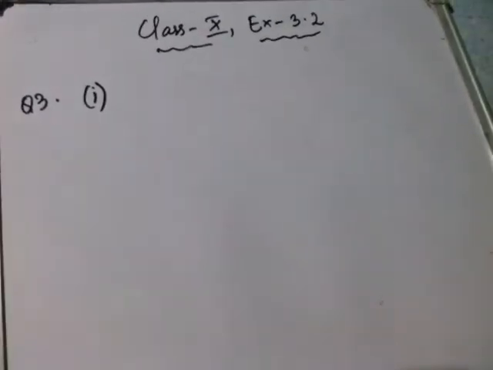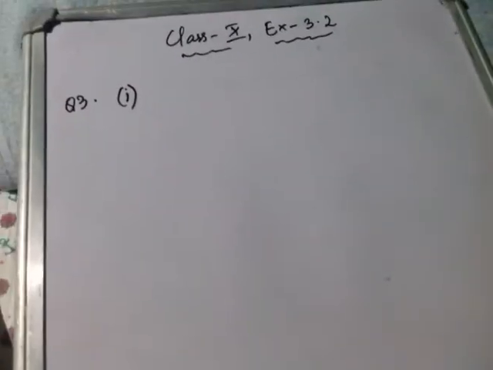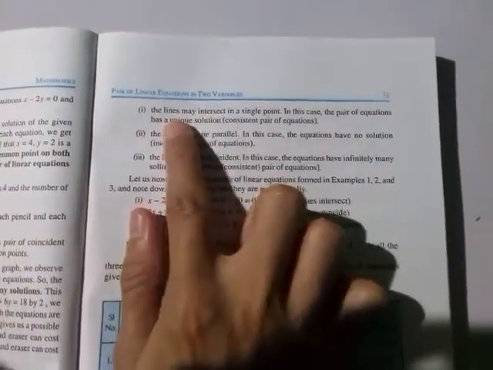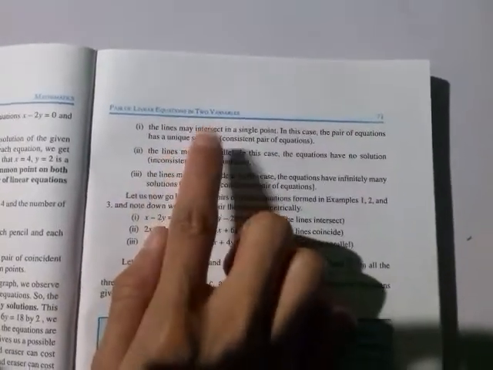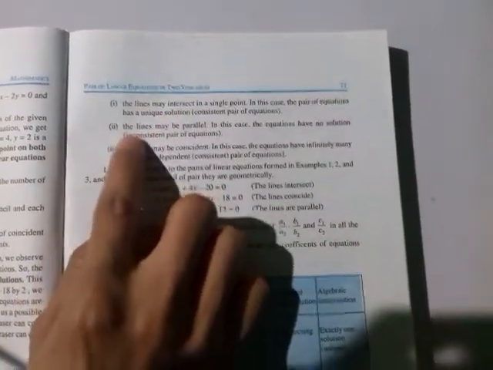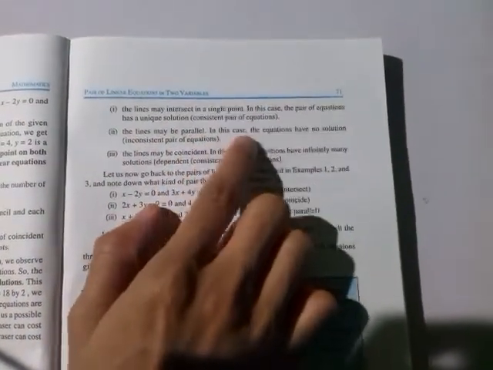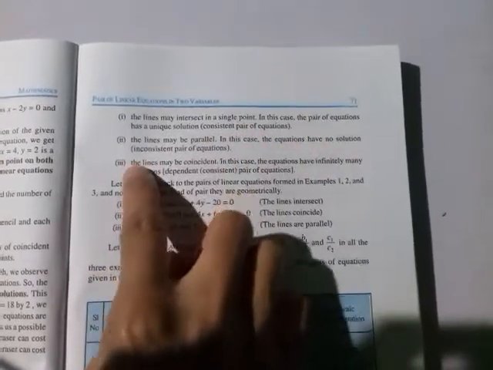So now I will do Roman number 1. In earlier classes I have already told you, this is very important: the lines may intersect in a single point. In this case, the pair of equations has a unique solution, and then it will be consistent. Then the lines may be parallel. In this case, the equations have no solution. This will be an inconsistent pair of equations.